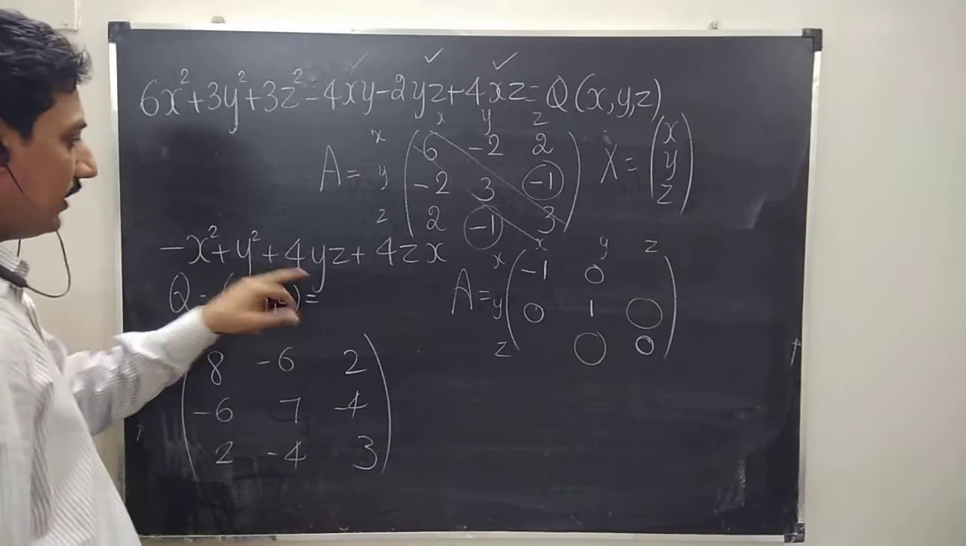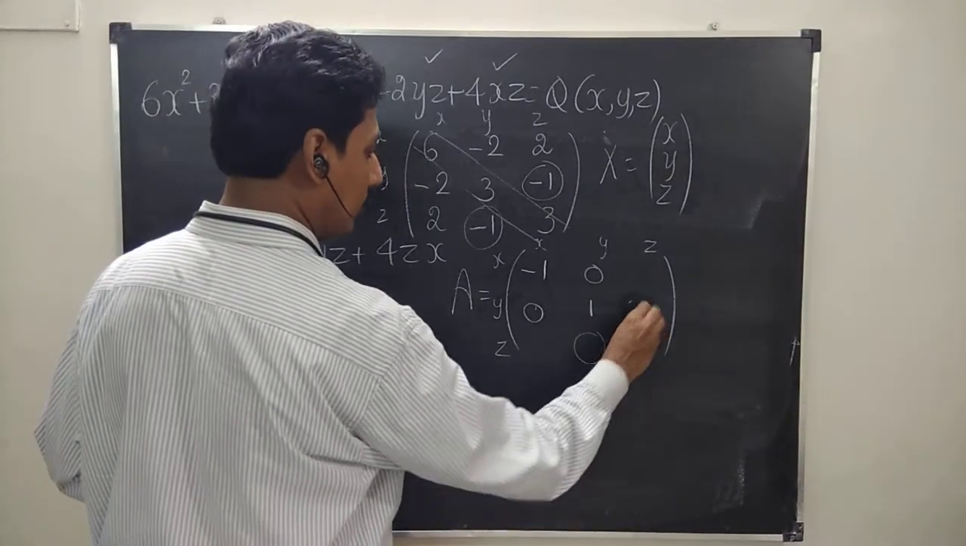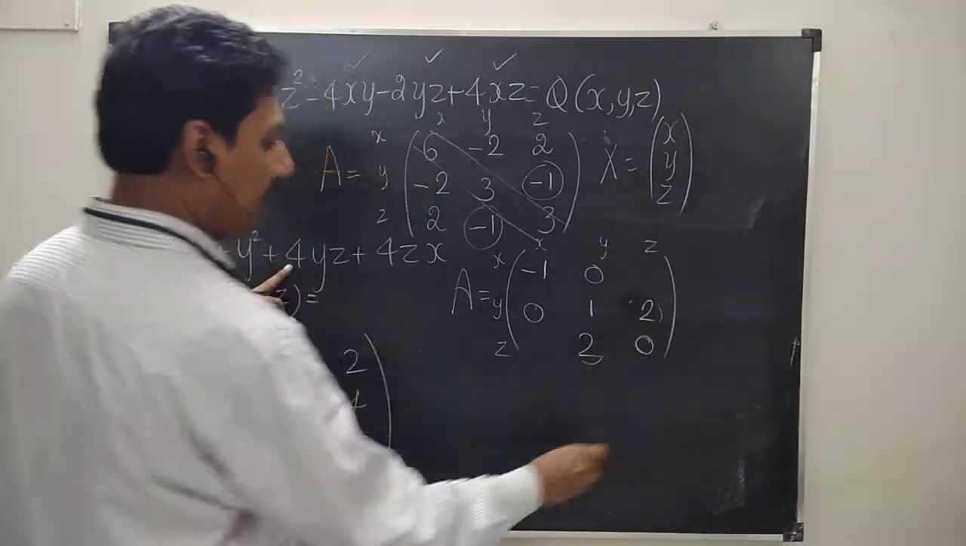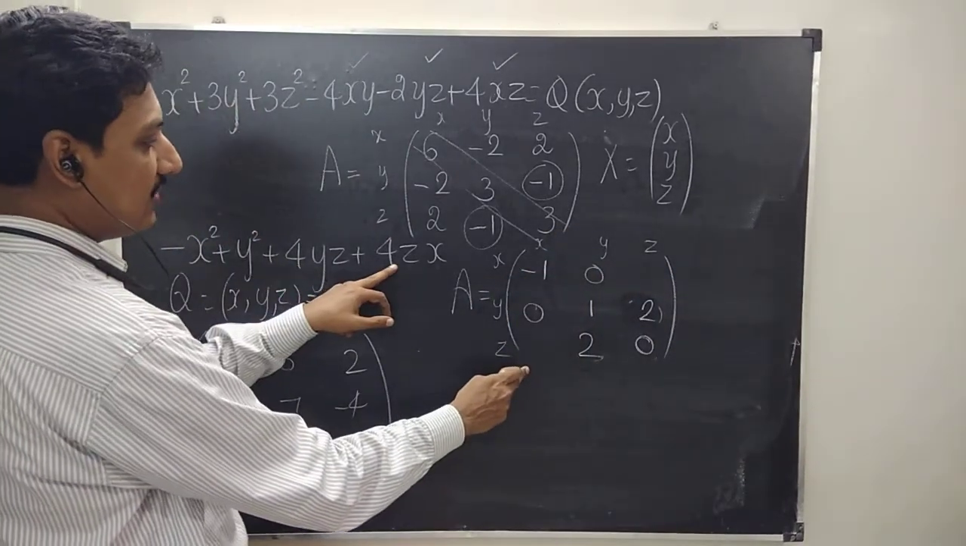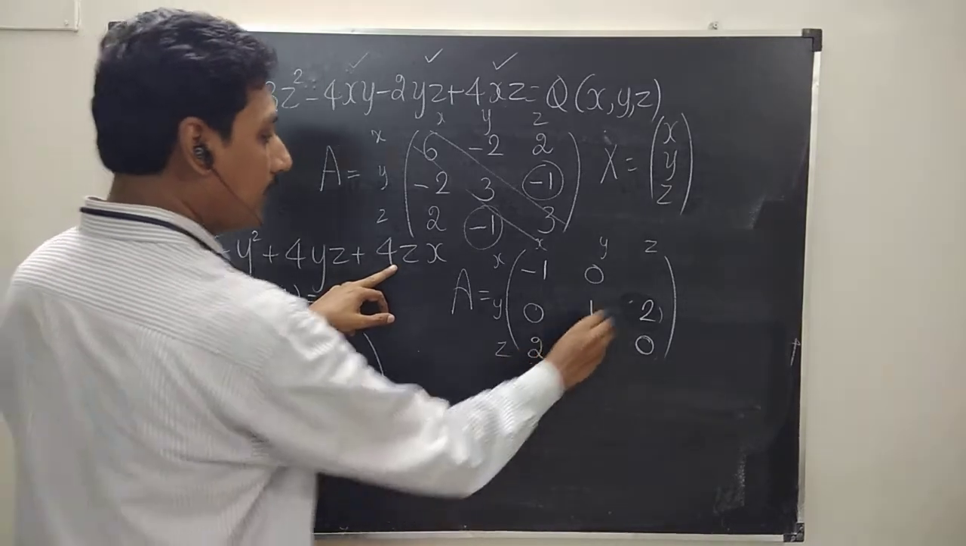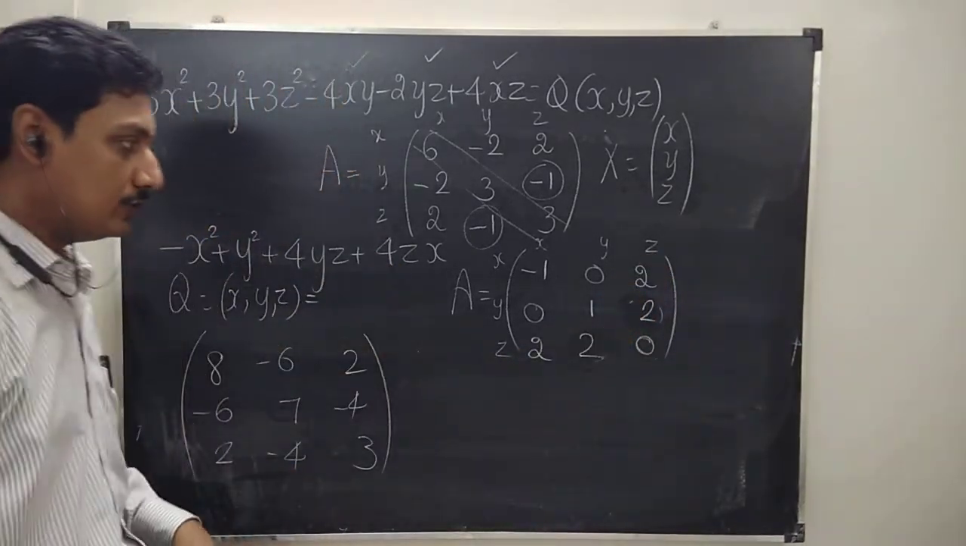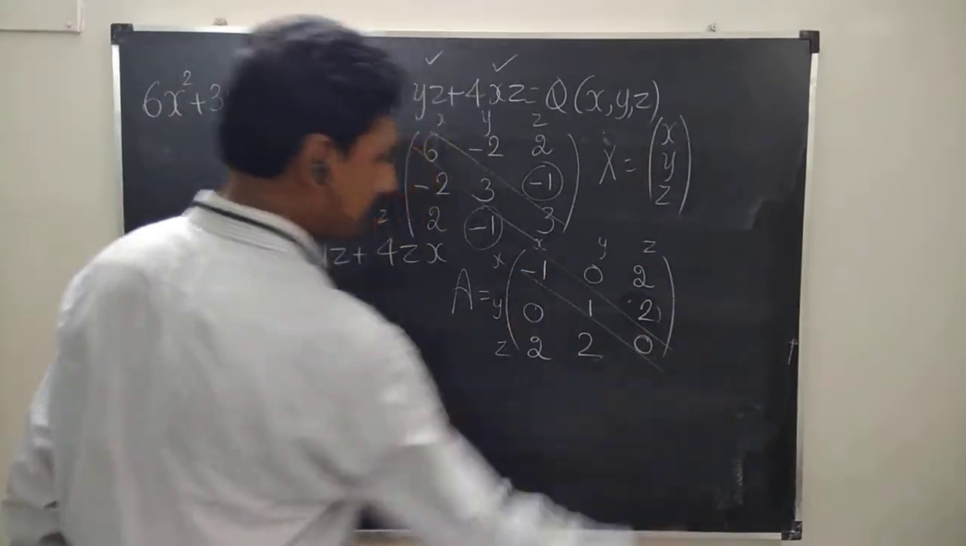So what's the coefficient of yz? 4. So 4 by 2 is 2. And finally, this will give xz. The coefficient of zx is 4. So 4 by 2 is 2. Right? So this once again is a symmetric matrix.